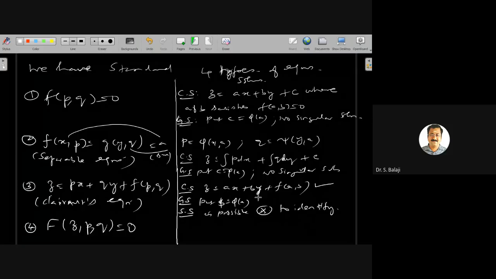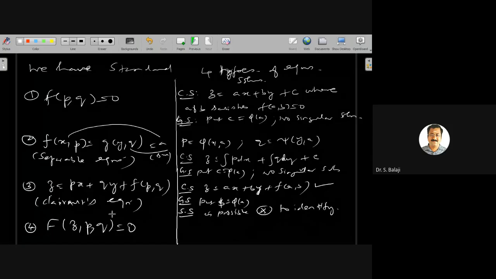Differentiate partially with respect to a and partially with respect to b. Then we have to eliminate the arbitrary constants from that, writing a and b in terms of x and y. Even if an equation is not in the form px plus qy, but you are able to convert it to this form, then px plus qy plus f of p, q is Clairaut's equation.